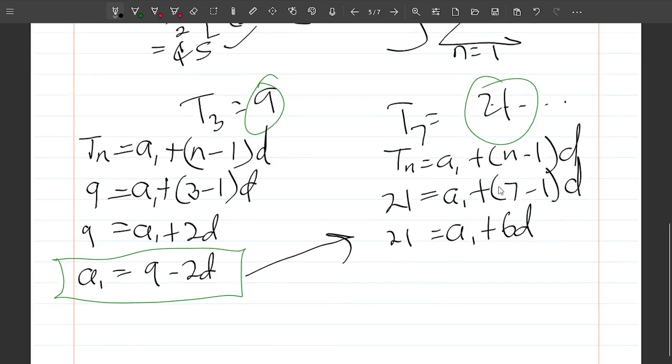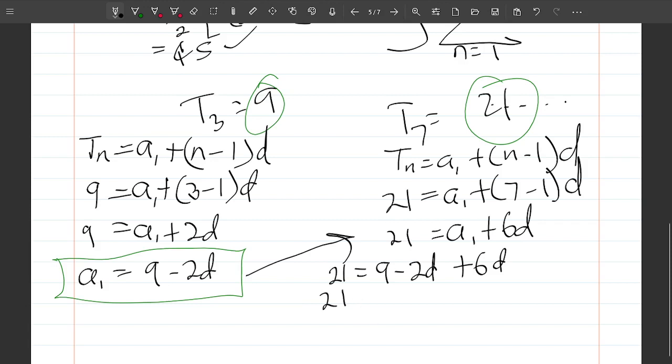However, I'm going to make this substitution into that formula. So what I'm doing is actually a simultaneous solve. I will then proceed to say, into this formula, wherever I see the a, I'm going to substitute the 9 minus 2d. So essentially 21 is going to be equal to, instead of a, 9 minus 2d plus 6d. And then I simplify and solve for d.